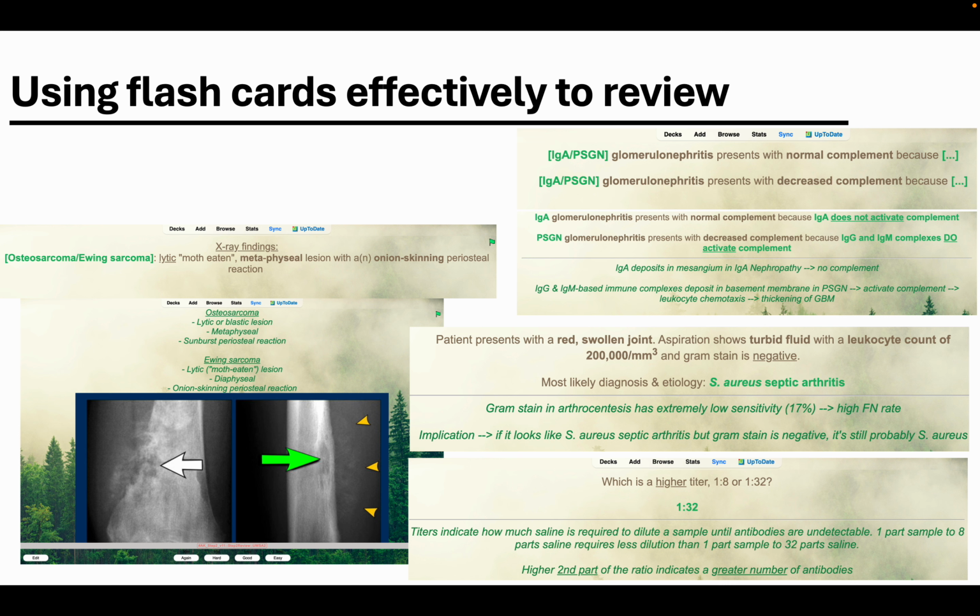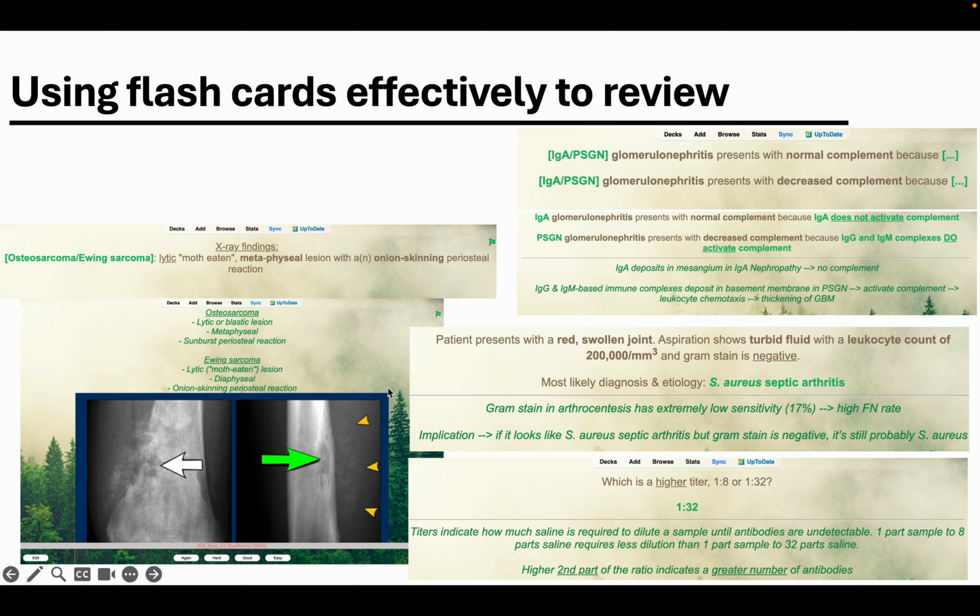Basically it's asking you to apply the information by giving you a choice: which is higher, 1 to 8 or 1 to 32? And then it tells you why. I always like a question that makes you apply the information, and then you have the info on the back of the card rather than just putting this part on the front of the card. I think it's more helpful to do that two-level thing, because you're going to actually have to apply the information on the exam, so you should practice doing that.